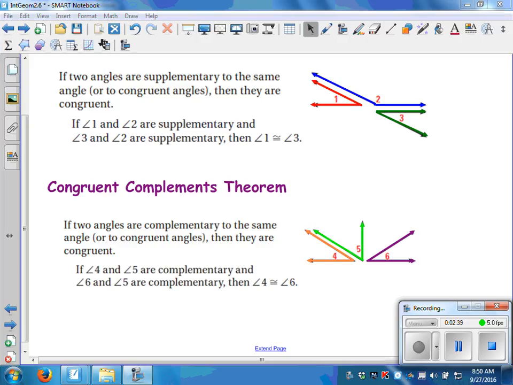Ella? If angle 4 and angle 6 are congruent, then angle 4 and angle 5 are complementary, so angle 6 and angle 5. So you want to think about the opposite direction. So they're saying that if 4 and 5 are complementary, and if 5 and 6 are complementary, then 4 and 6 have to be congruent because they are complementary, both of them, to angle 5. Good.